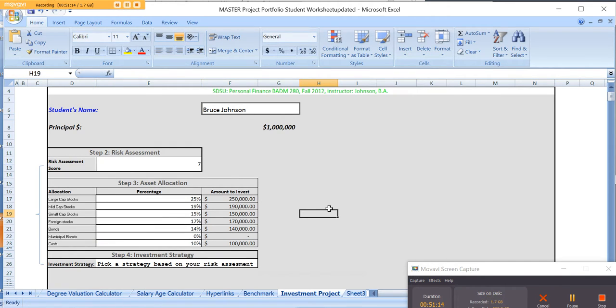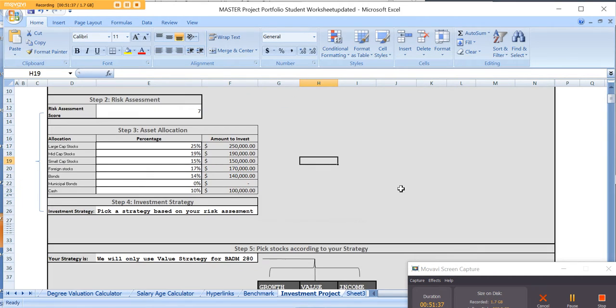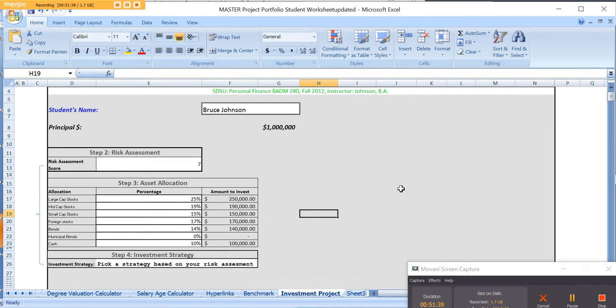All right. So now I have my asset allocation. Now we're going to multiply $1 million times your allocation, and what we get is the amount of money you will hypothetically get to invest for this project. So you'll have $250,000 to invest in large cap stock. Now we're going to move on to the next step.